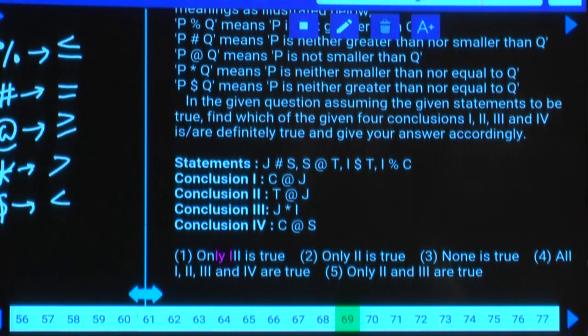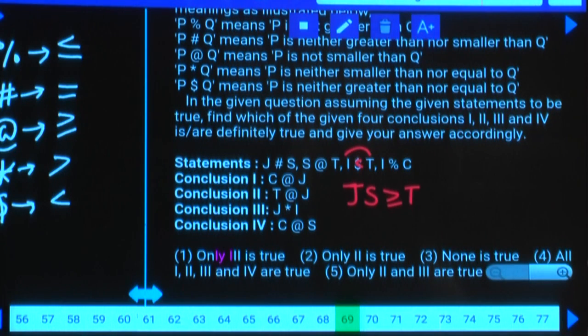Then coming to 69, J hash stands for J equals to S. Next one, S at the rate of T. At the rate of means S greater than or equals to T. And the next one, T and I should be there, but as here I and T is there, it is given in the reverse order. As it is given in the reverse order, I dollar means I lesser than T.